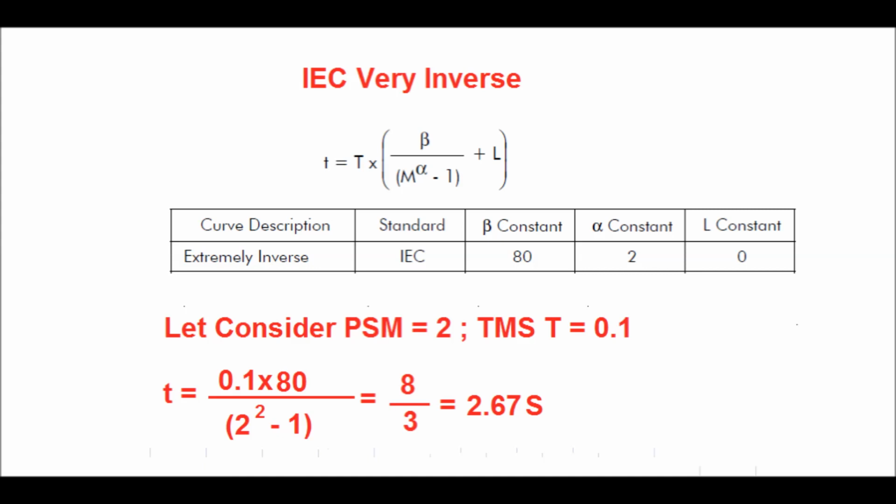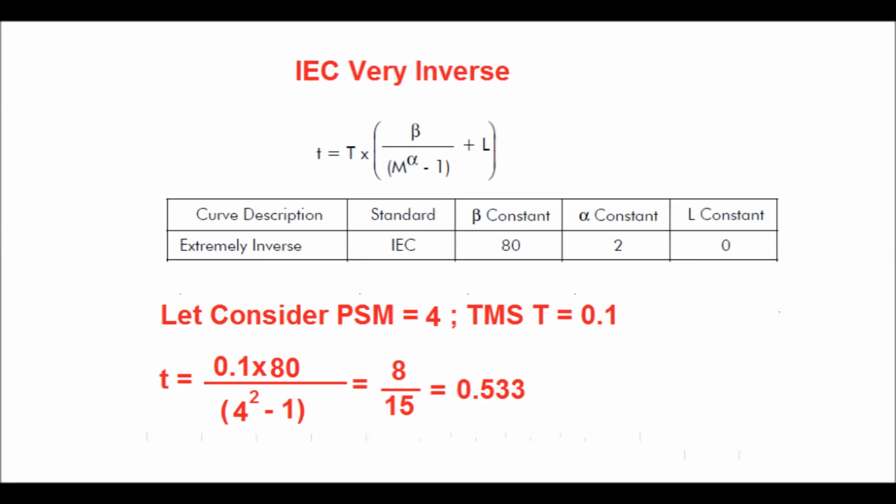So for the lower value of the PSM, the trip time is less in case of IEC standard inverse compared to the other two curves. Now what is the value of the trip time in case PSM equal to 4 and TMS equal to 0.1? The trip time T is equal to 0.1 into 80 divided by 4 square minus 1, which comes as 0.533 second. But in case of IEC standard inverse, it was 0.498 second. Again, the trip time of IEC standard inverse is lower compared to the other curve.